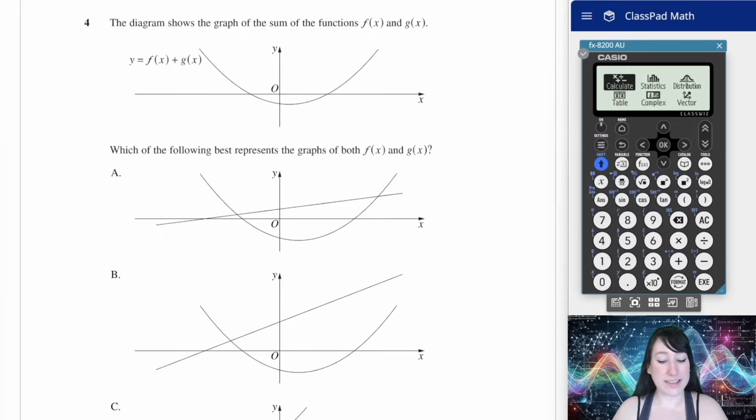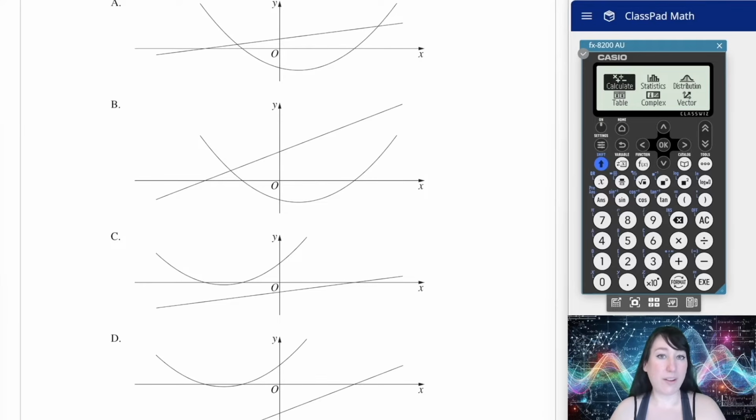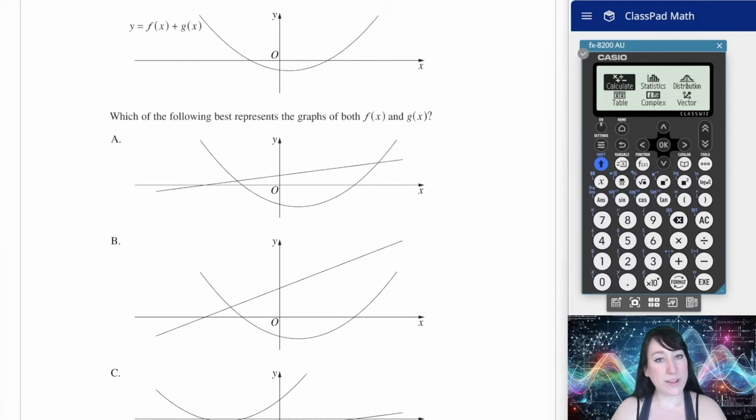Question 4. The diagram shows the graph of the sum of the functions f of x and g of x. Which of the following best represents the graphs of both f of x and g of x? So here are our options. Let's look at the graph of the sum. When summing two functions, the sum will be 0 when the graphs are simultaneously 0 or equally distant from the x-axis. So let's see which of these graphs would produce zeros at approximately these locations, here and here.